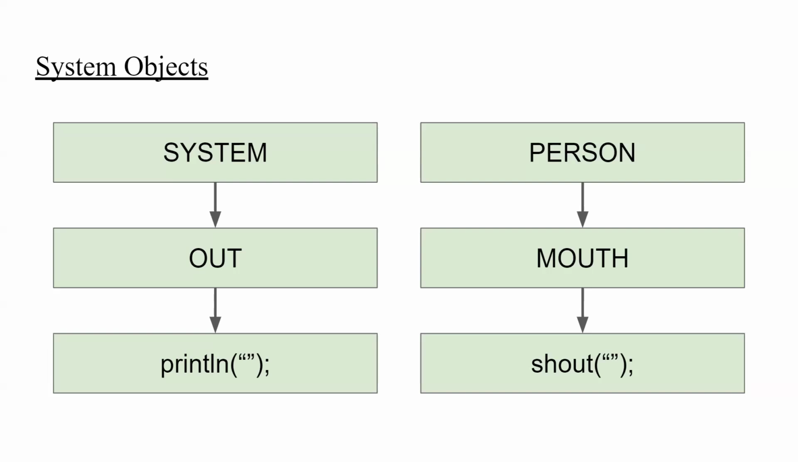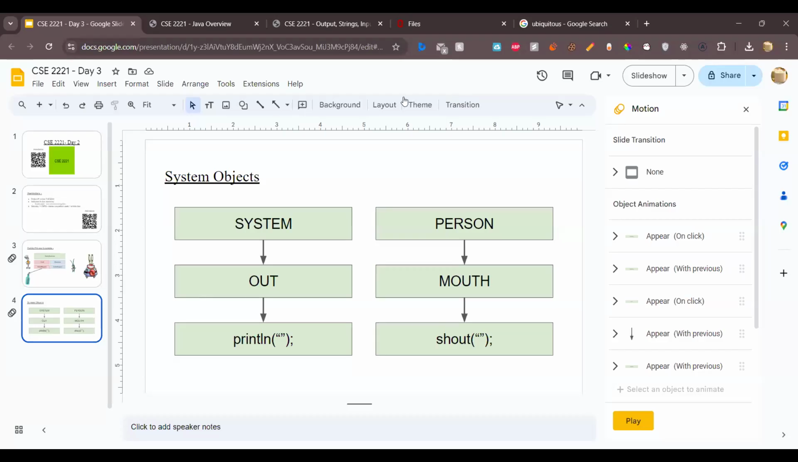Similarly, shouting is a way that you can output text to whatever output stream you're using, in this case, your mouth. We all good on this? Cool. No more bad examples for the rest of the day.